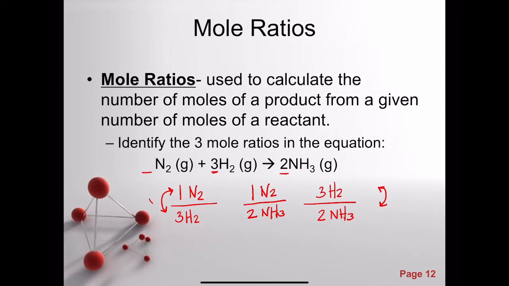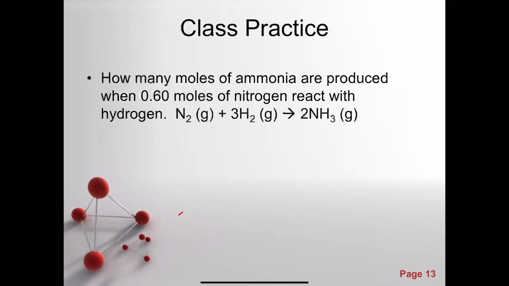So if in the step before this I had H2, then I would want H2 to be on the bottom so I could cancel it out, okay? If I had N2 at the top of the step before, then I would want to reverse this and have N2 on the bottom so that I could cancel it out. So that's what you need to know about mole ratios.